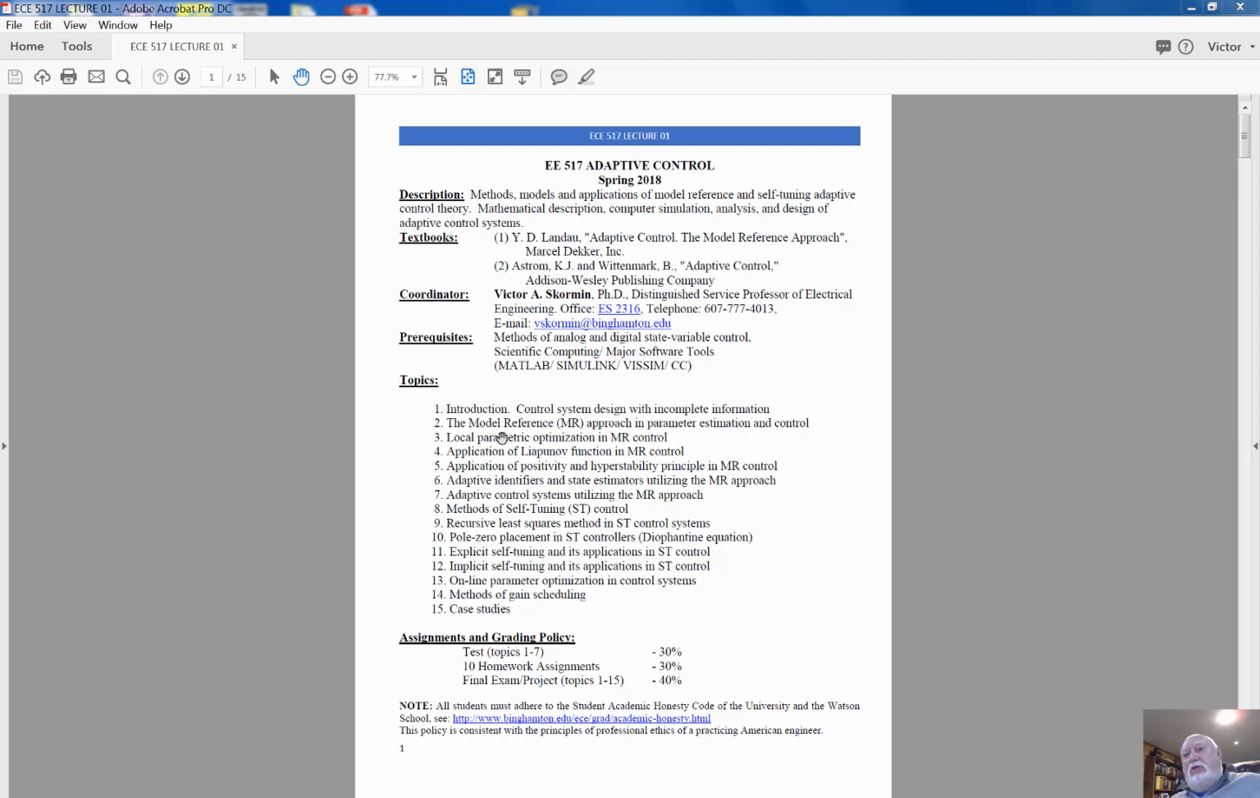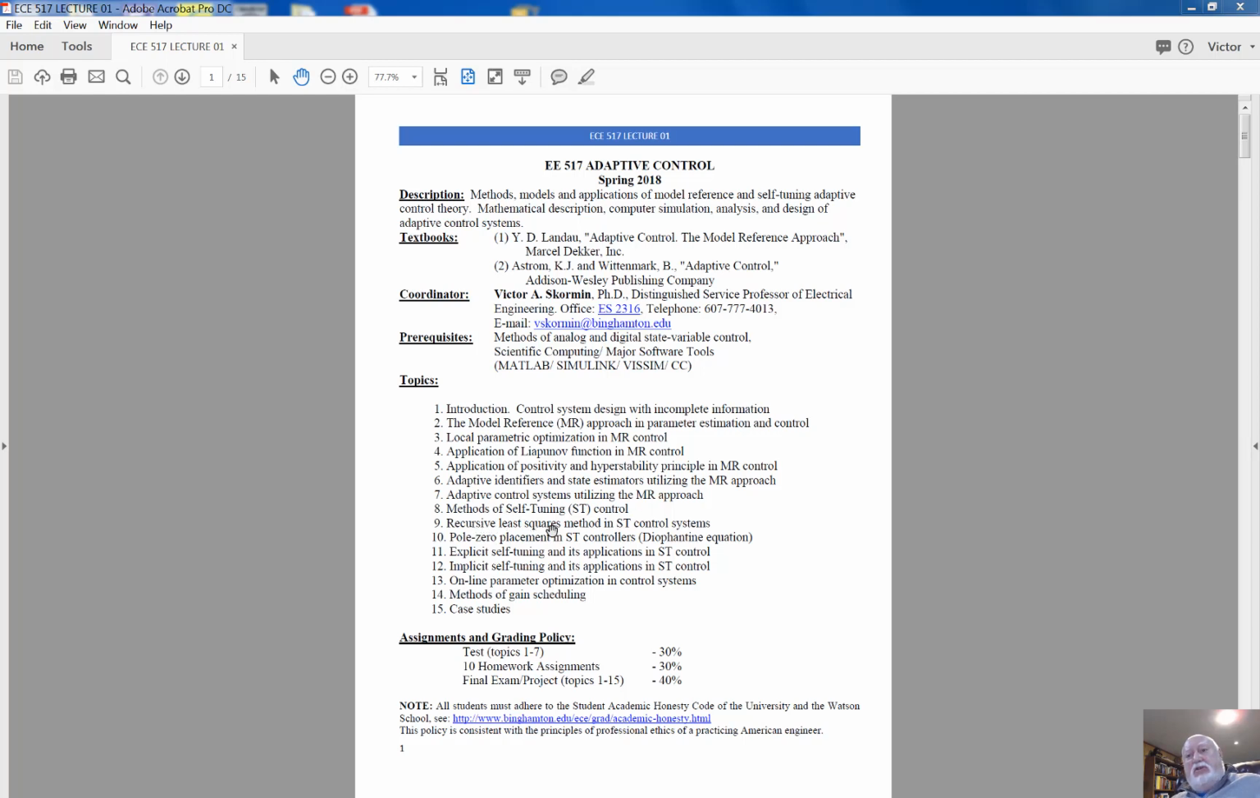The topics will include control system design with incomplete information, the model reference approach, local parametric optimization in model reference, application of Lyapunov functions in the model reference, application of positivity and hyperstability principle in model reference control, adaptive identifier and state estimators, adaptive control systems using model reference approach, and then we will concentrate on methods of self-tuning control, which is an alternative adaptive control technique.